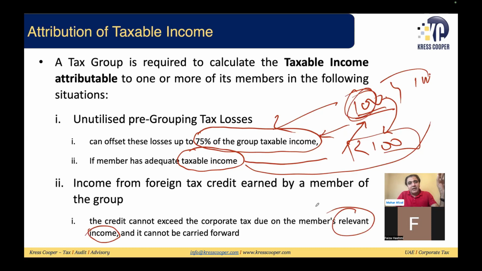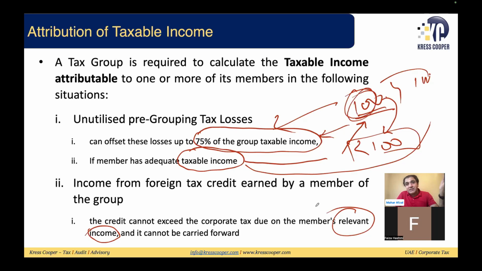Once we are assessing the relevant income of the individual member, then we need to calculate the tax due on the relevant income of the individual member. Whatever is the tax due on the relevant income of the individual member as per the UAE law, maximum up to that amount the foreign tax credit is available. It means we need to calculate the individual member's taxable income as well to assess how much foreign tax credit the member can avail. As we know, this foreign tax credit cannot be carried forward or carried back, but we need to assess the tax due as per the UAE law on the individual member's taxable income to assess whether we can claim the foreign tax credit or not.